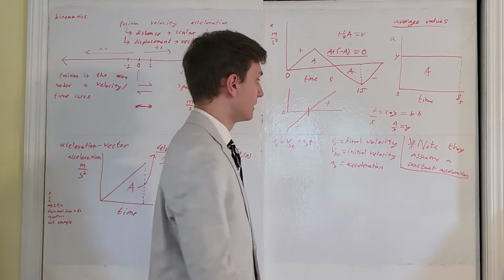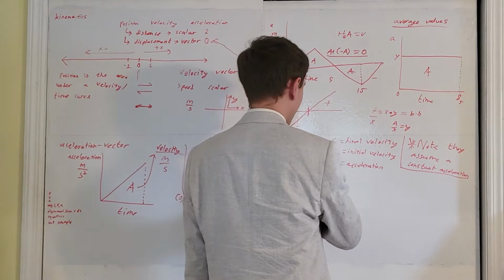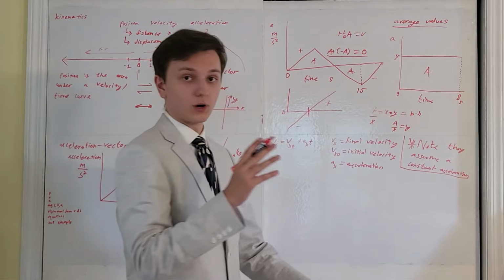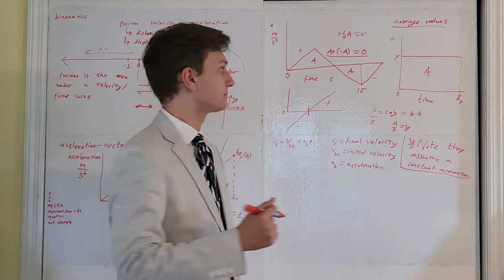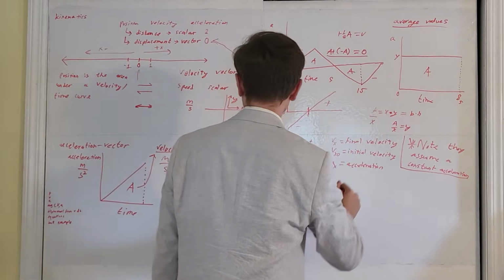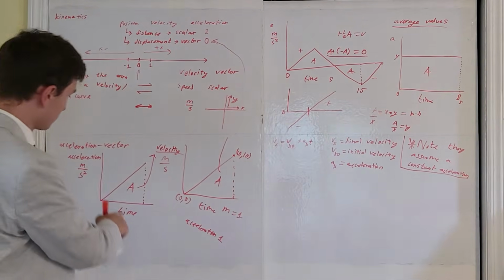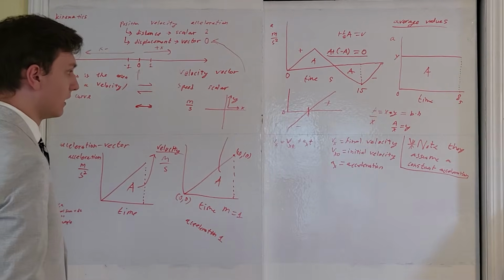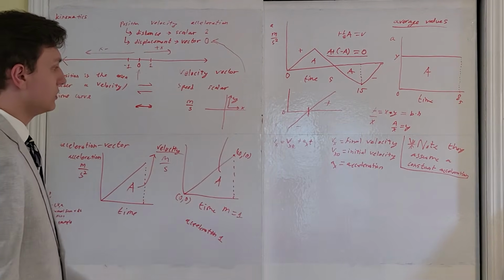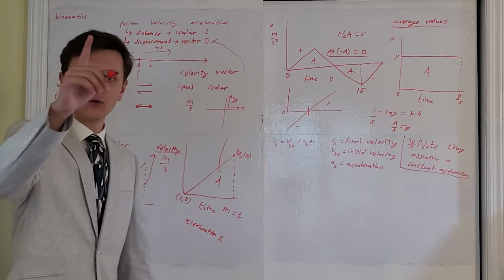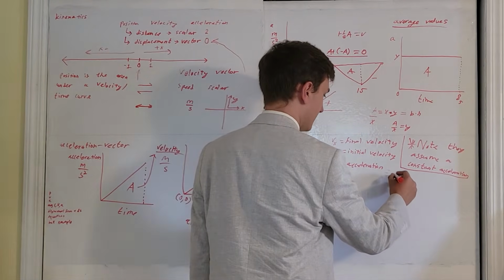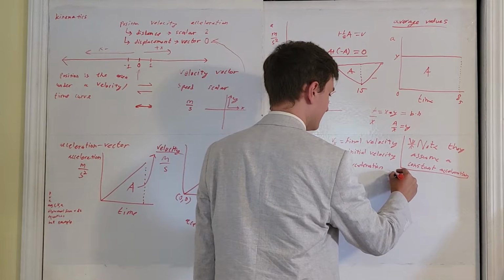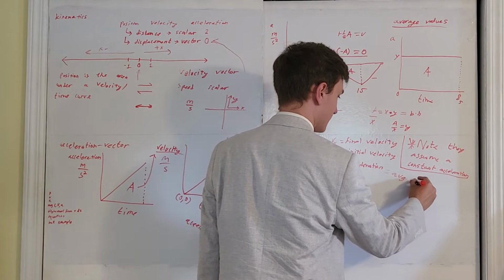However, the equations do not work with a changing acceleration. However, there's a way to circumvent that. If you have a changing acceleration, let's say your acceleration looks like this graph, you are allowed to use these equations if and only if, instead of a sub x, you substitute in the average acceleration.